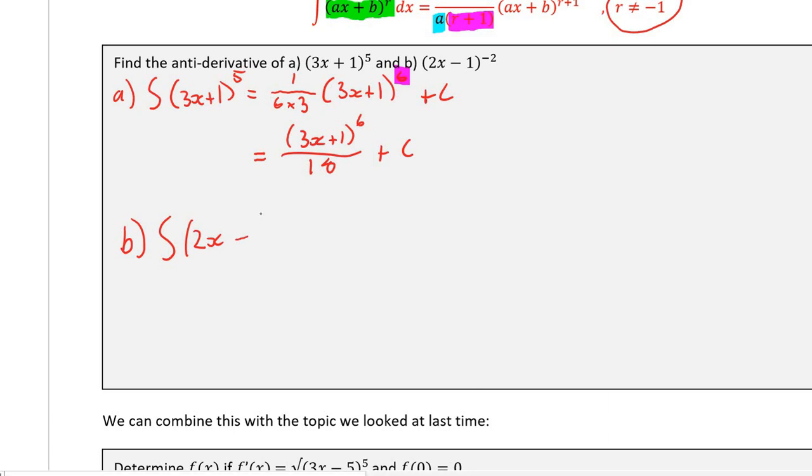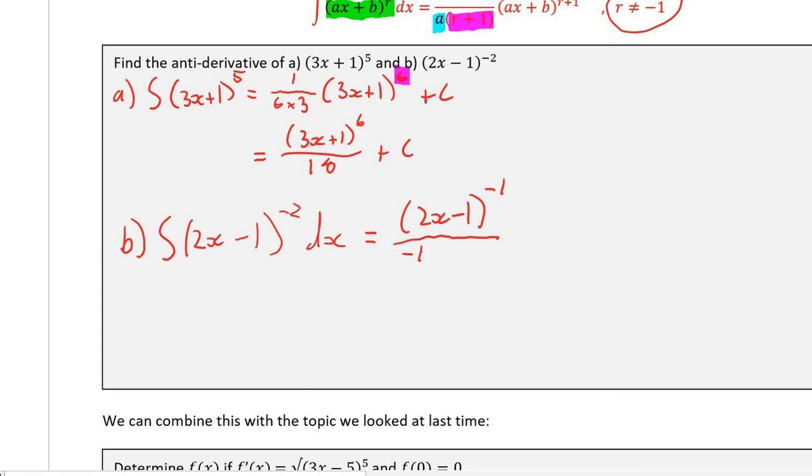2x minus 1 to the negative 2 dx equals. So remember, guys, my bracket is unchanged, but I add 1 to the power. So I'm going to have bracket 2x minus 1, close bracket. I'm going to add 1 to that power. So negative 2 becomes negative 1. Okay? Then I divide through by that new power, so negative 1.